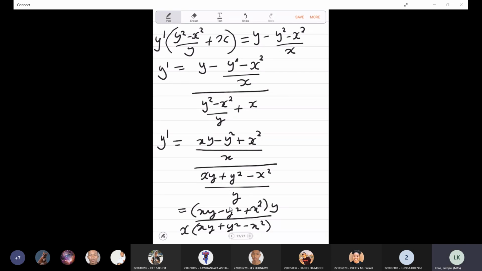Okay, so I think that is as simple as you can leave it. I don't know if it looks that much better than what we had there, but it's always good to try and leave it as a single fraction.